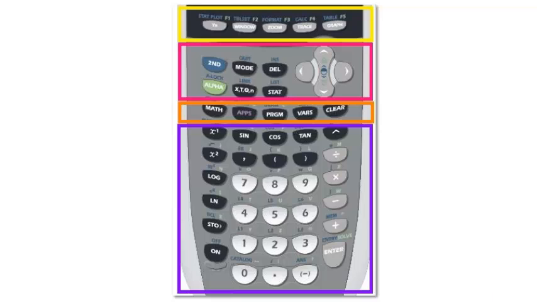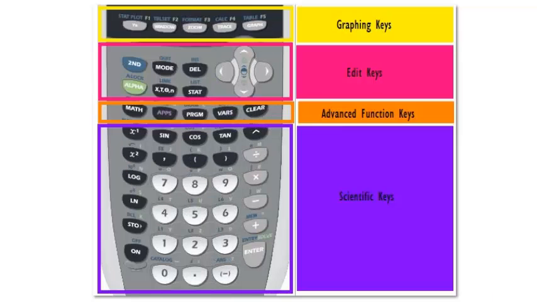Each of these sections has a name. The yellow section is the graphing keys. The pink section is the edit keys. The orange section is the advanced function keys. And the purple section is the scientific keys. The purple section is called the scientific keys because if you had a scientific calculator, you would have all of the keys in this box here. But the graphing calculator adds many more keys than what a scientific calculator has.